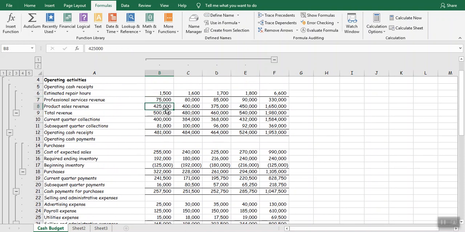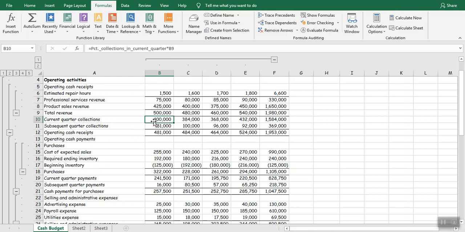So these numbers are pretty straightforward. The sales revenue is also provided. This is the sale of the paddle boards, not the repair of the paddle boards. So our total revenue is here. Now, here's where it gets a little tricky, because we're not collecting everything right away.